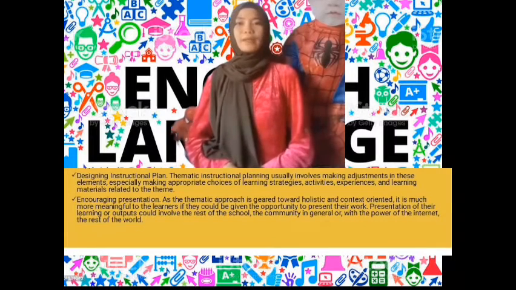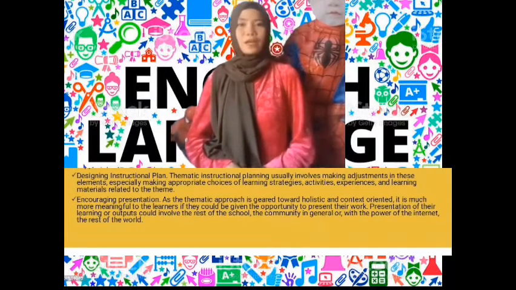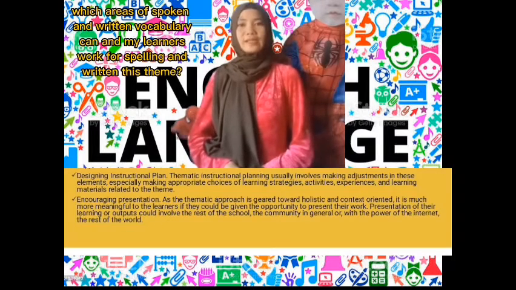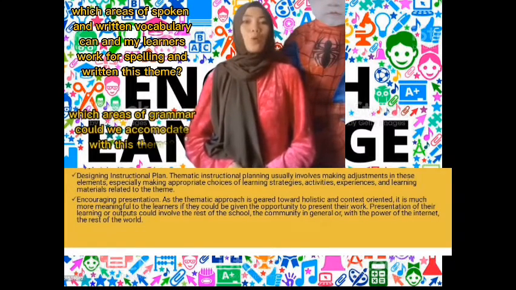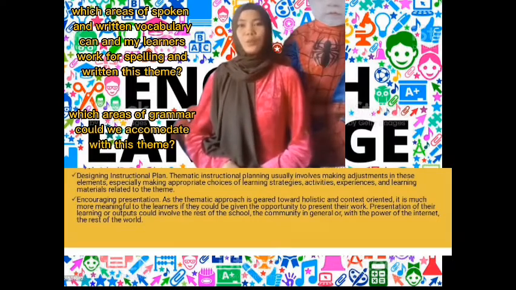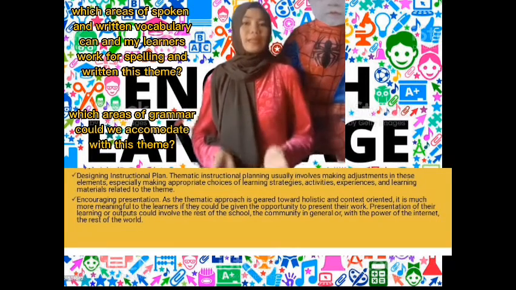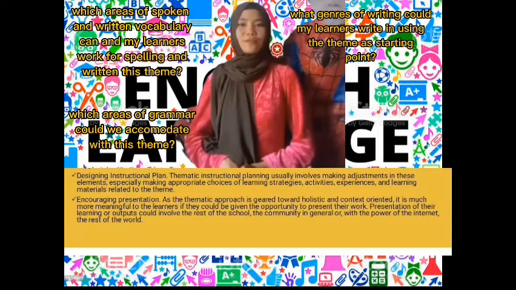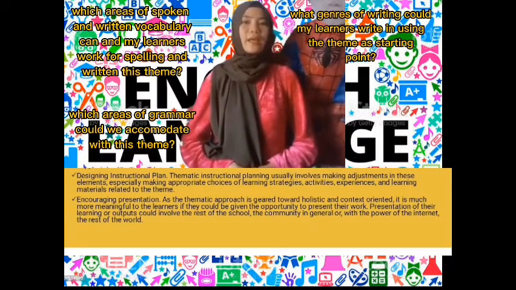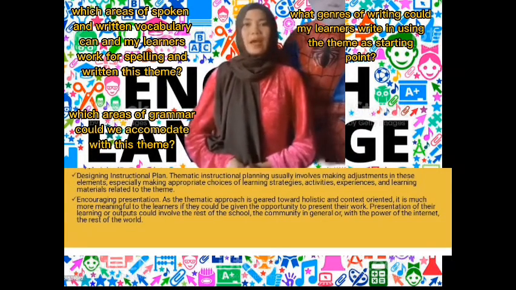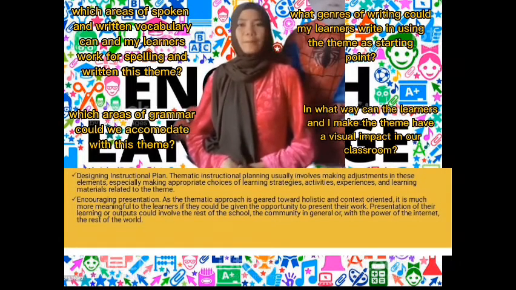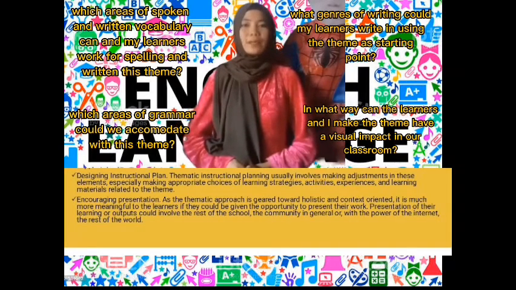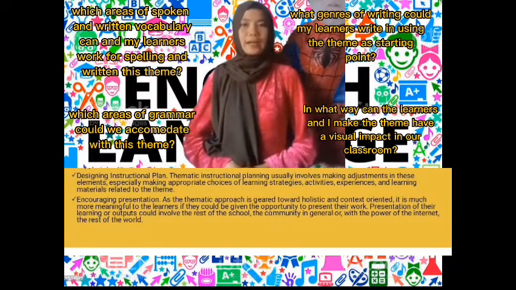Some questions to ponder at this stage could be: Which areas of spoken and written vocabulary can my learners work on for spelling and writing in this theme? Which areas of grammar could we accommodate with this theme? What genres of writing could my learners write in using the theme as the starting point? In what way can the learners make the theme have a visual impact in our classroom?